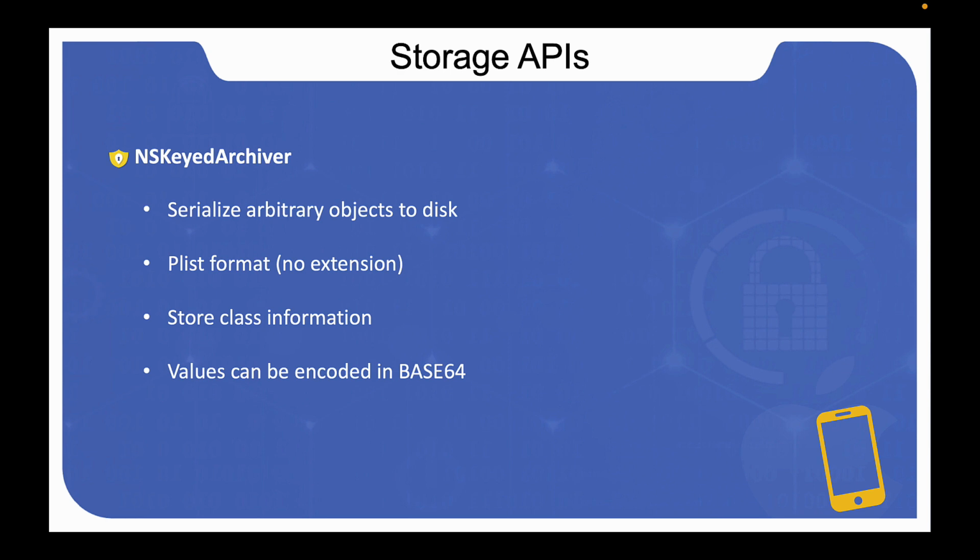Last but not least is the NSKeyedArchiver API, which is used to store complex types of data that need to be serialized. It can have the extension of a plist, or it can have the format of a plist but without the plist extension. The values in such files can be encoded in base64 format.